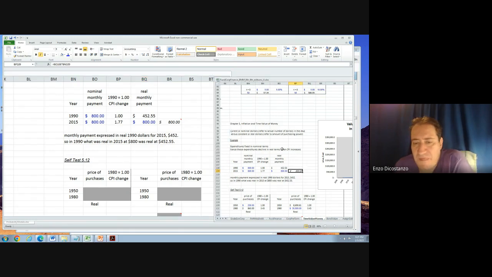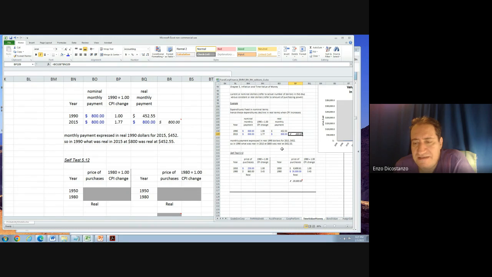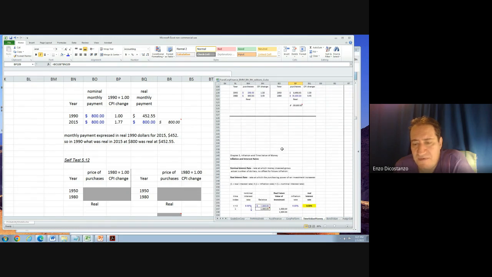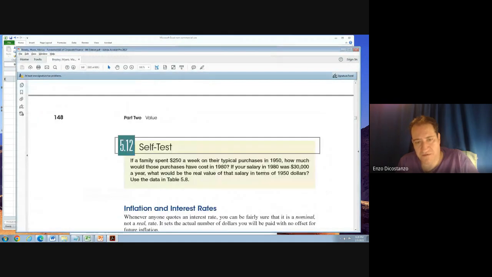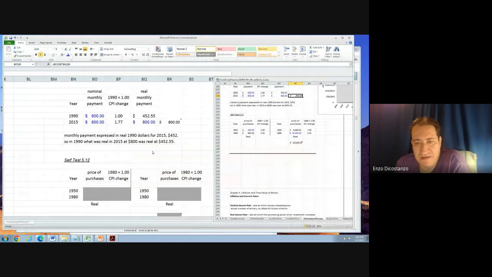So, okay. The next thing, I think, is a similar example, and then we'll go to some of these other ones. Self-test 512. A family spent 250 in 1950. How much were those purchases in 1980? The cost of the salary in 1980 was 30,000. What will be the real value in terms of 1950 dollars? And again, we're utilizing the CPI table, which I think is good. So, all right, let's take that one at a time.